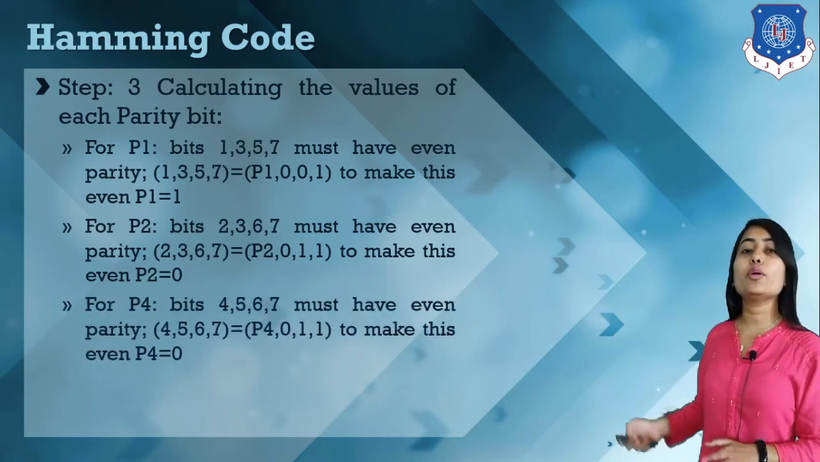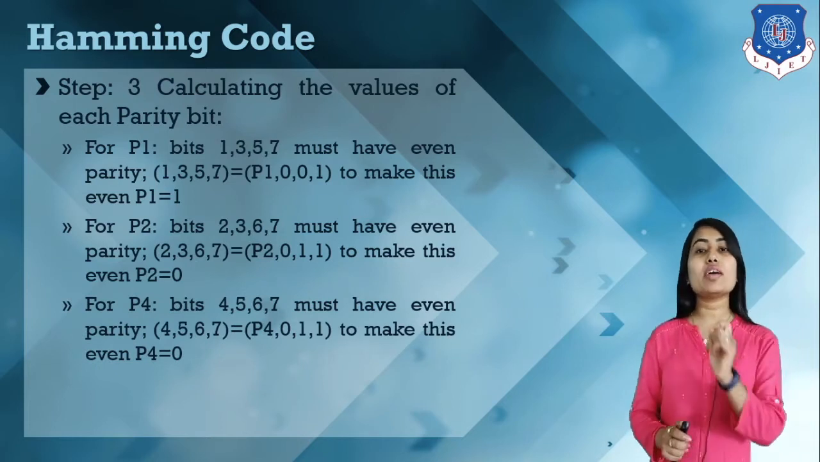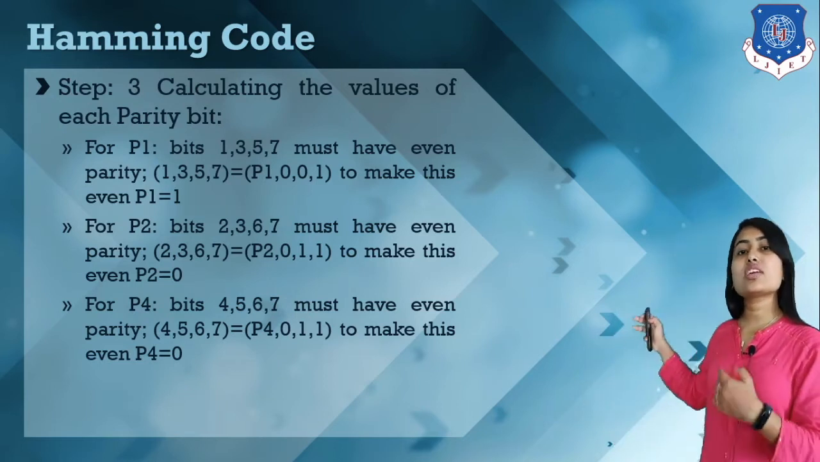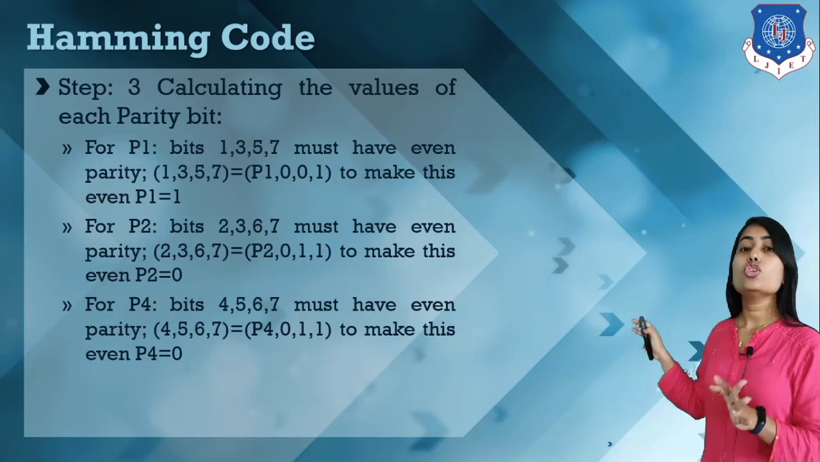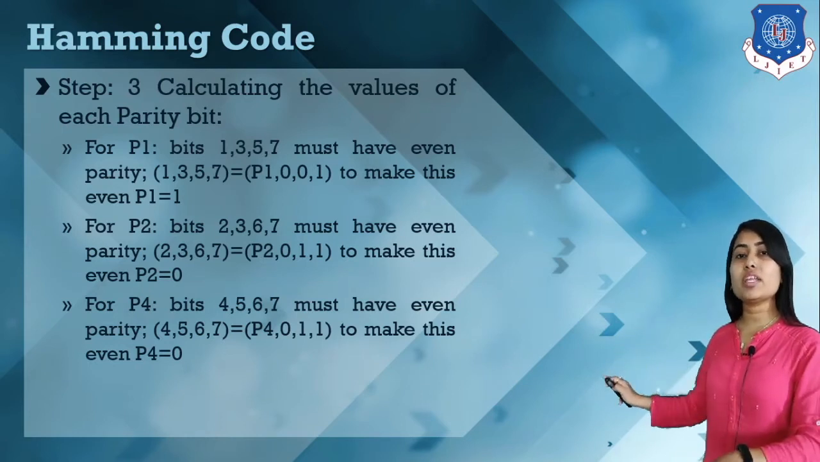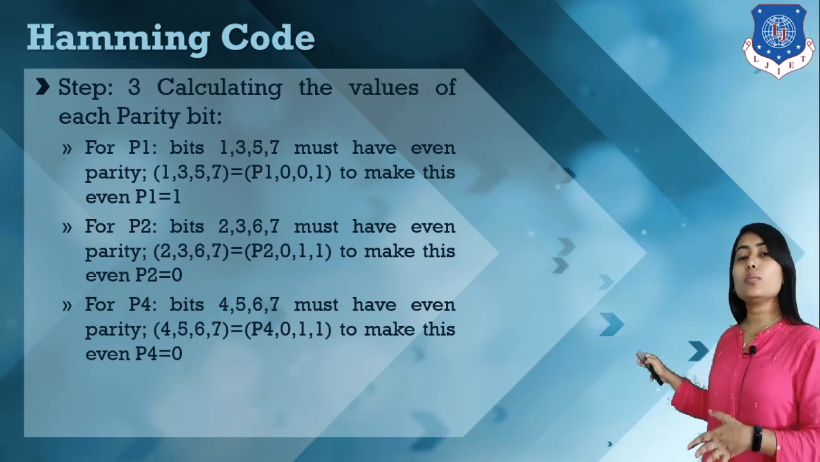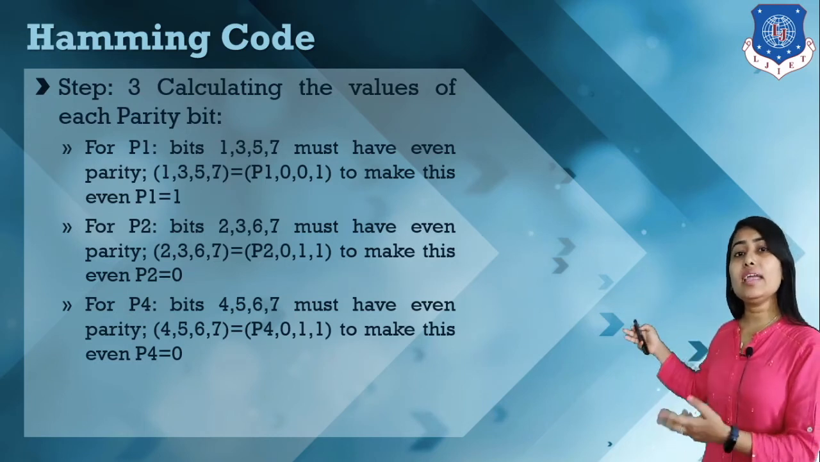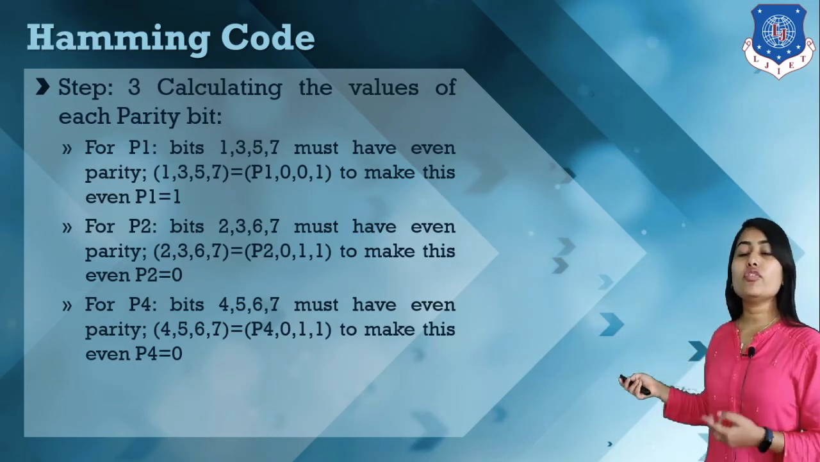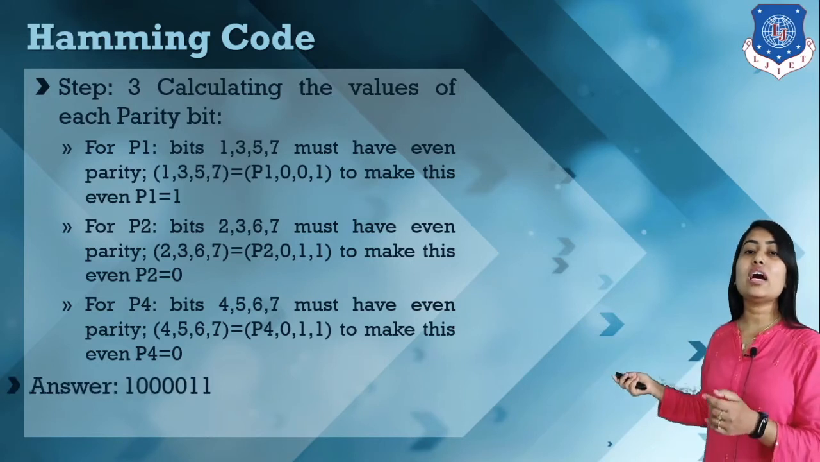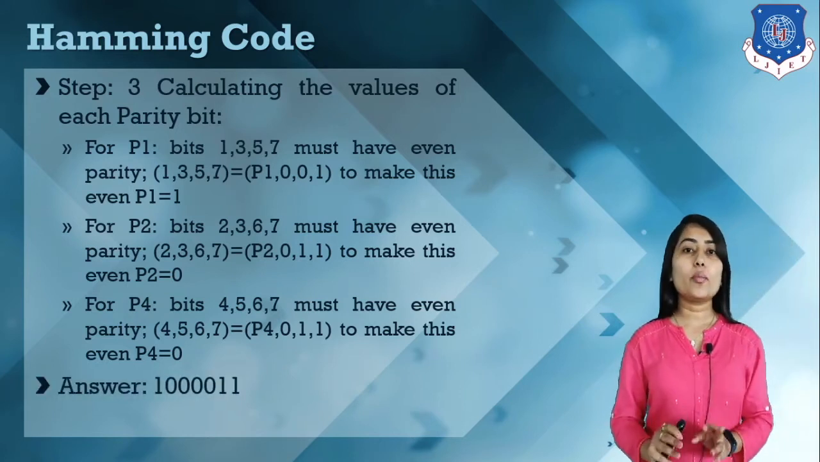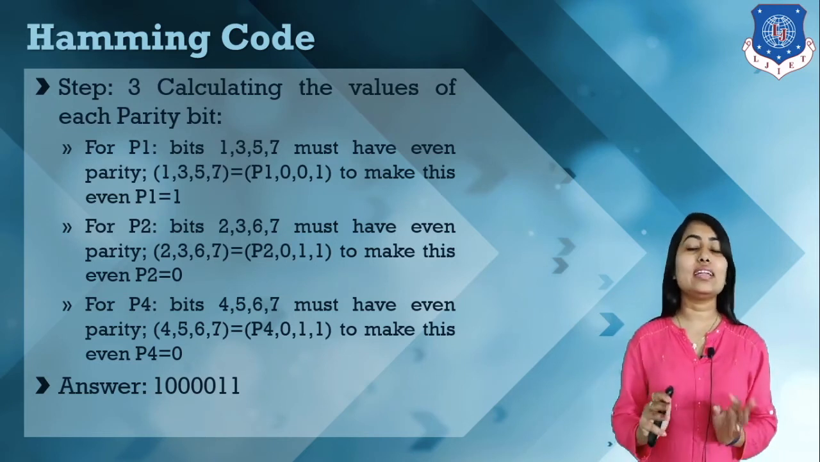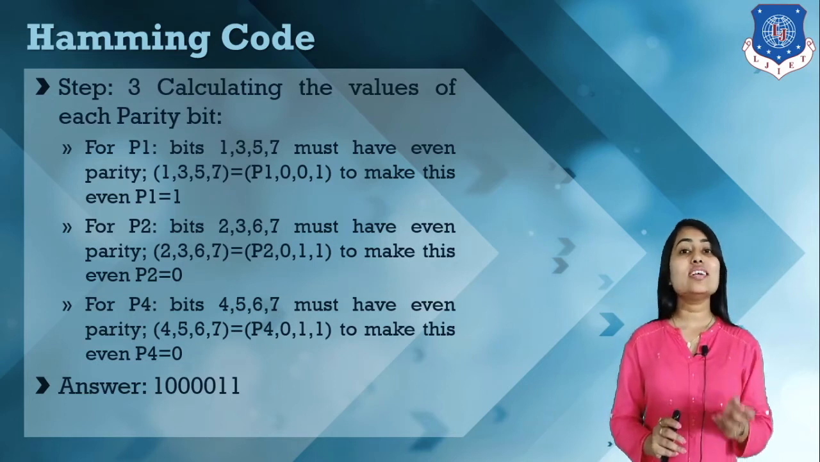And similarly for P4, we check 4, 5, 6, 7. So at 4 we have P4, and at the 5th, 6th and 7th locations we have these values. Okay, so we have to make this bracket even parity. So how can we make that even parity? So here P4 is equal to 0. Okay, so here P1 is equal to 1, P2 is equal to 0 and P4 is equal to 0. If we write the values of the parity bits, here we have our answer, which is the Hamming code format. So this is how our information is encoded into Hamming code format for error correction purposes.